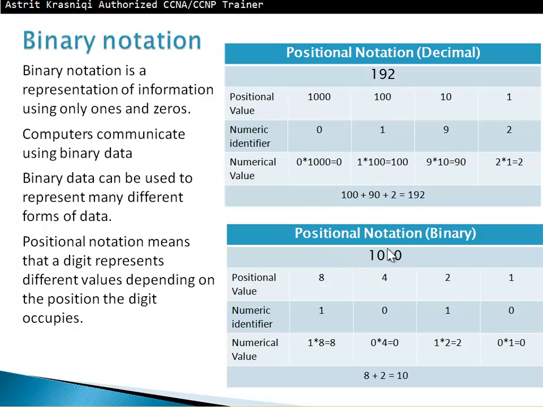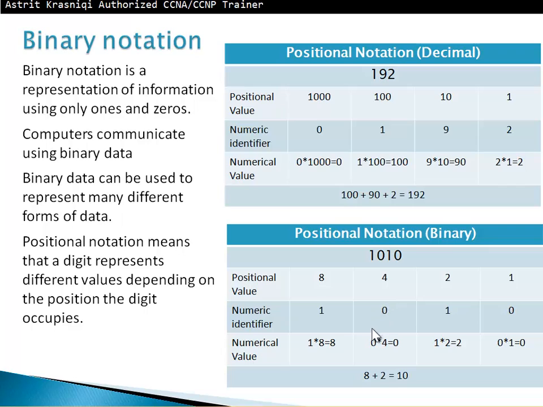Now, a similar thing goes for binary. Depending on the position of the digit, that digit will represent the number that position holds. So positional values, we start with 1 here, then 2, 4, and 8. If we take a binary number 1010, that means 1 is occupied on this position. This digit represents 8. So 1 times 8 equals 8.